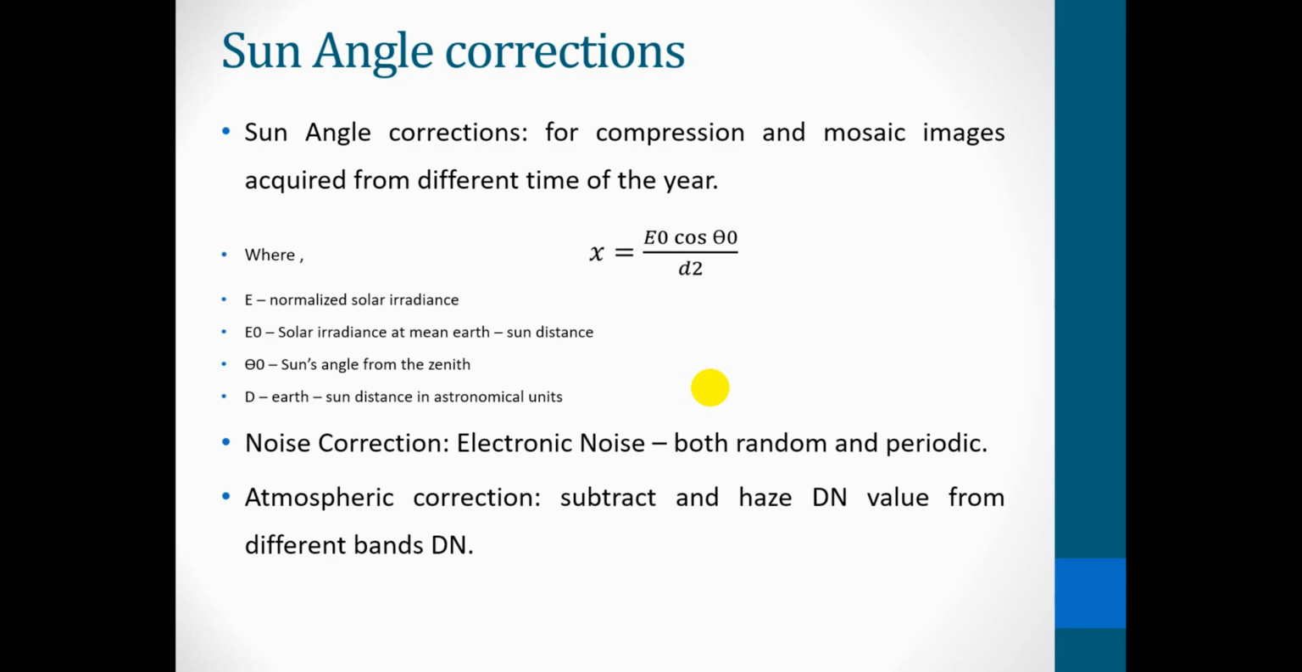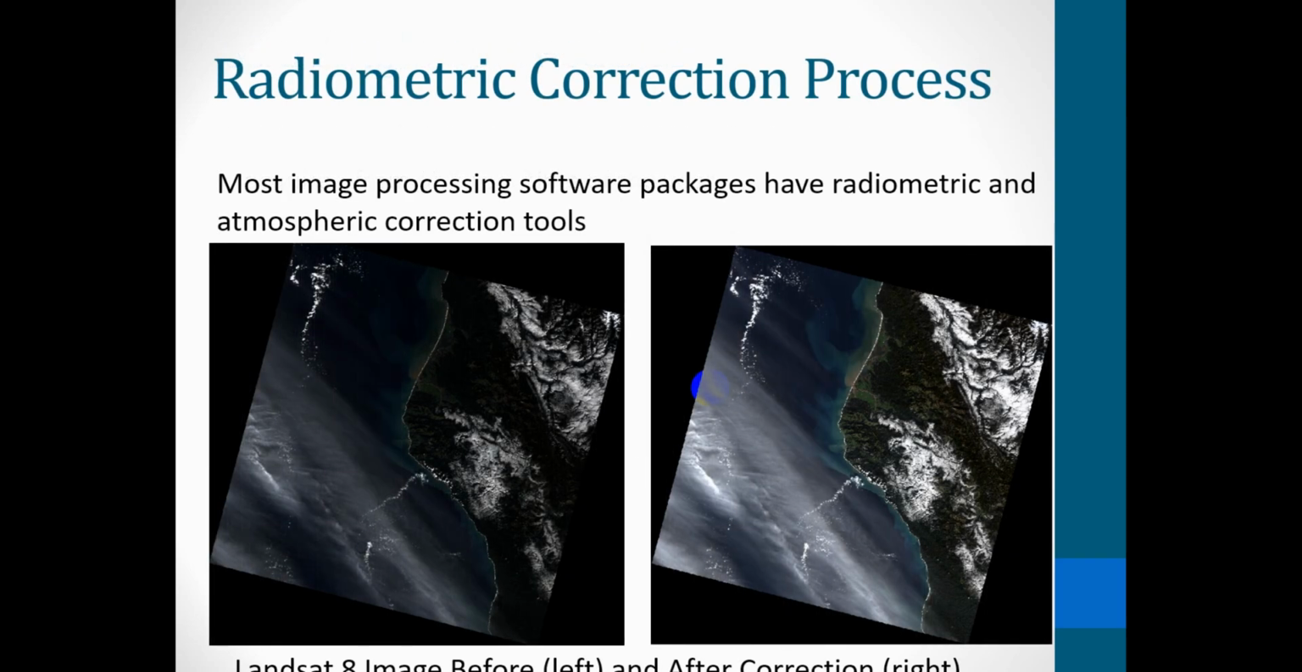Here we have three parts of radiometric correction. The first one is sun angle correction, the second is noise correction, and the third one is atmospheric correction. In this tutorial we will work practically on sun angle correction. Here are the formula equations, and come to the last slide.